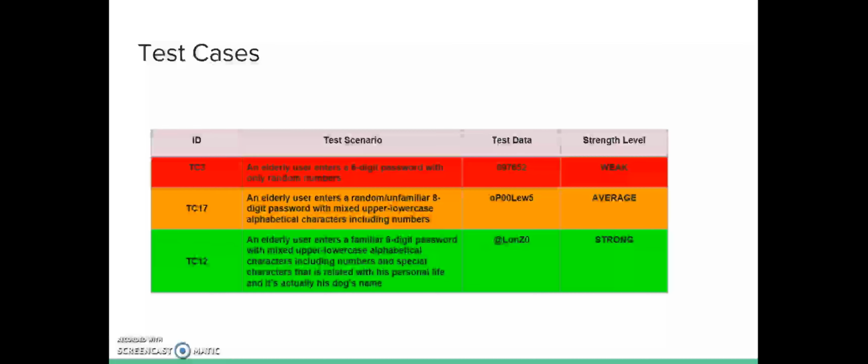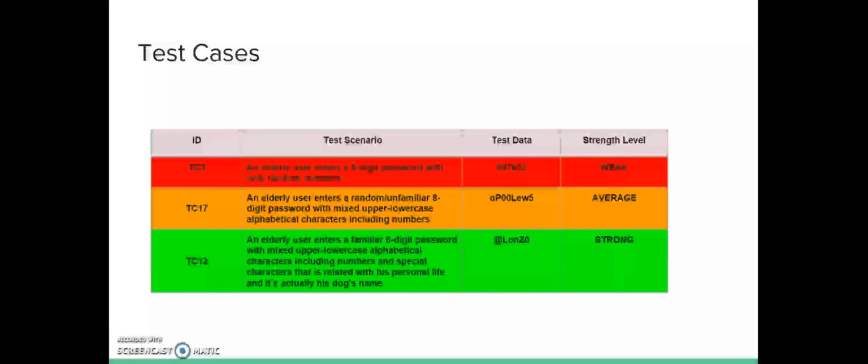In the second test case, an elder uses a random 8-digit password mixing upper and lower case characters and also includes numbers. This case satisfies many of the criteria for setting a strong password, but can be easily forgotten by an elder user. Therefore, it is considered as average.